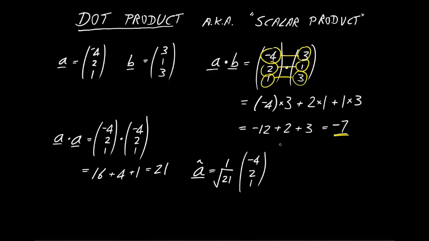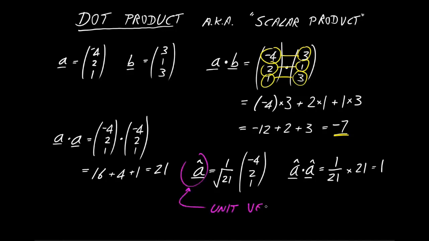What's interesting about it? Well, now let's see what happens if we take the dot product of A hat with A hat, with itself. So we're going to get 1 over square root of 21 times 1 over square root of 21, which is 1 over 21. And then, of course, we're going to get A dotted with A, the original dot product we did, which is just 21, as we know. So, of course, the dot product of A hat with itself is just 1. That means that A hat has a special property. It's what's called a unit vector. Unity being, of course, a fancy word for the number 1.